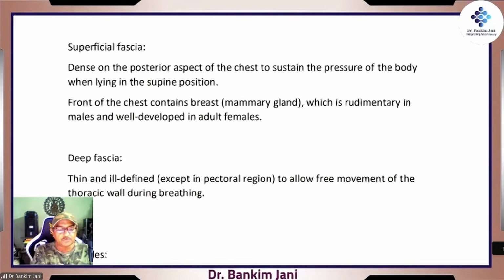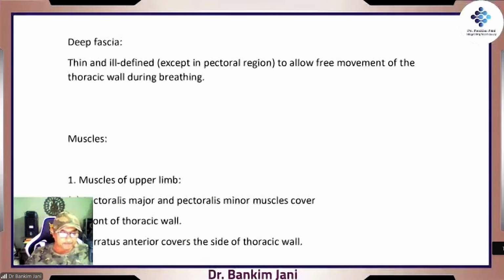The superficial fascia is dense on the posterior aspect of the chest to sustain the pressure of the body when lying in the supine position. So that is acting like a cushion. The skin is thick. Fascia is thick. The front of the chest contains the breast or mammary gland, which is rudimentary in males and well-developed in females because of the function of lactation, that is, the formation of milk.